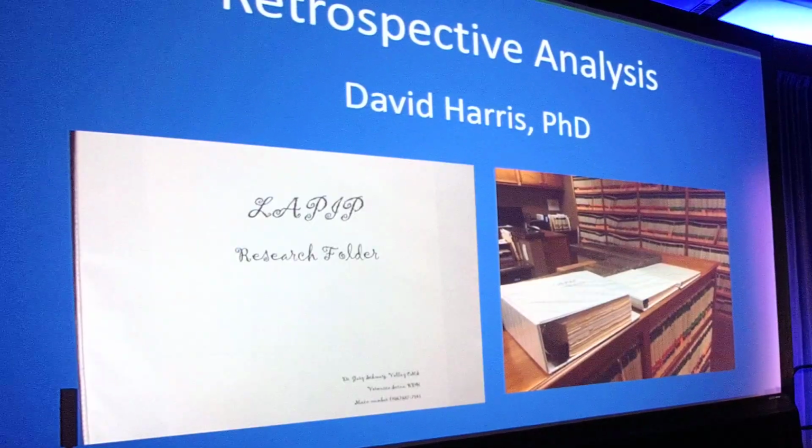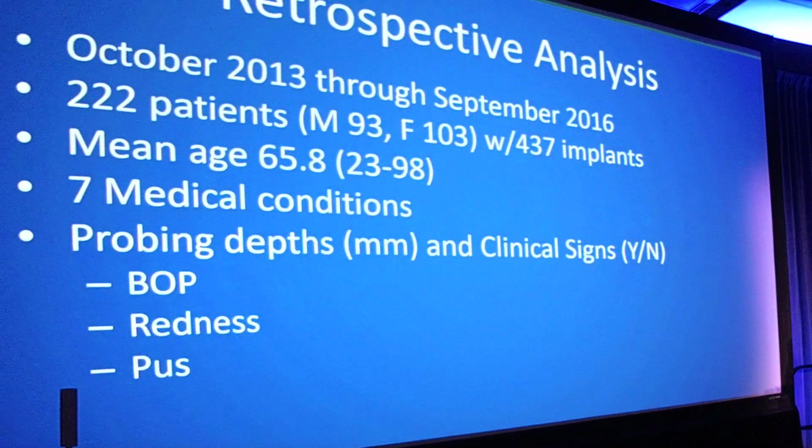David Harris analyzed the numbers, the hygienist compiled the numbers. Here's what we found. From October 2013 to September 2016, I treated 222 patients with a total of 437 implants. The mean age was 65.8. We documented 7 medical conditions we thought might have a role to play. We wanted to track that. We looked at probing depths, redness, and purulence, pus.